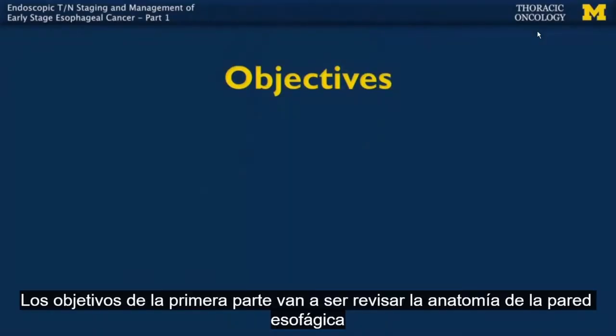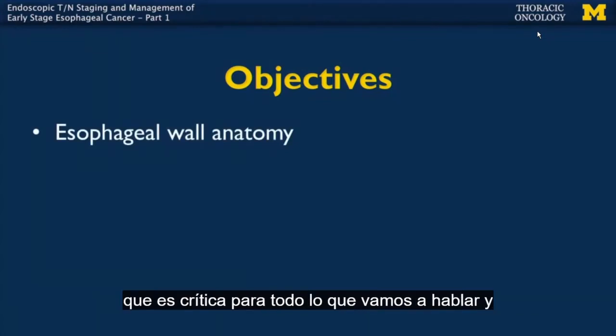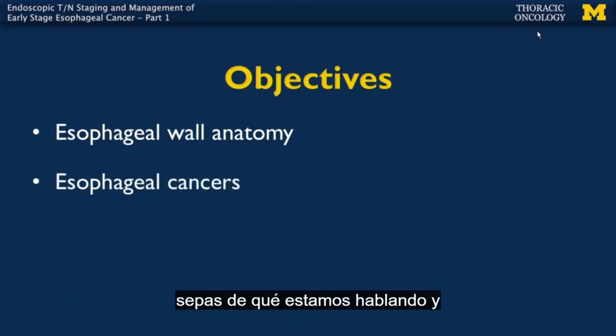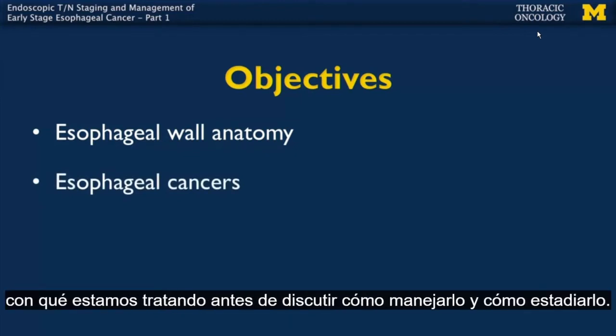The objectives for part 1 are going to be reviewing the esophageal wall anatomy, which is critical for everything that we're going to talk about, and you're going to come to see that very shortly. And we're going to review briefly esophageal cancer so you know what it is that we're talking about and what we're dealing with before we discuss how to manage it and how to stage it.